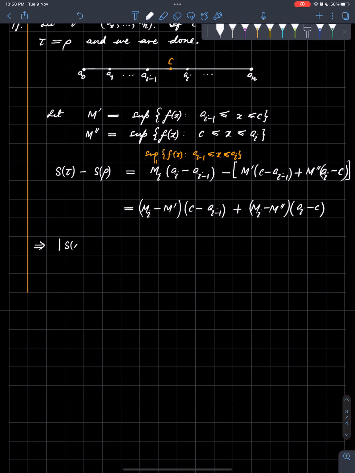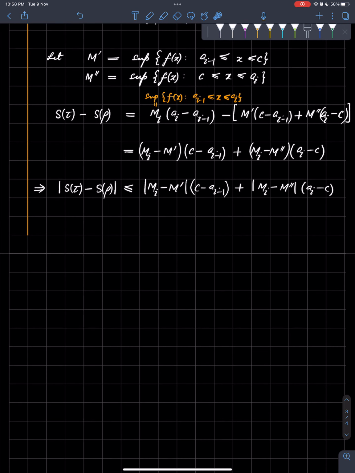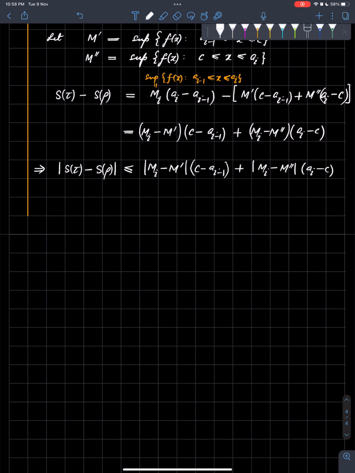Okay, and therefore, as we said, there is no need for absolute value, but I will put it. This is less than or equal to |mi minus m prime| (c minus ai minus 1) plus |mi minus m double prime| (ai minus c). So we just used the triangle inequality. This is already positive, so we don't disturb it. You can get rid of absolute values in various places because of course mi is at least as much as that, so you don't really need to put absolute values, but I'm putting it.